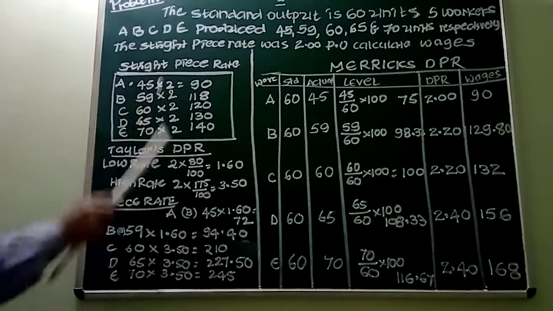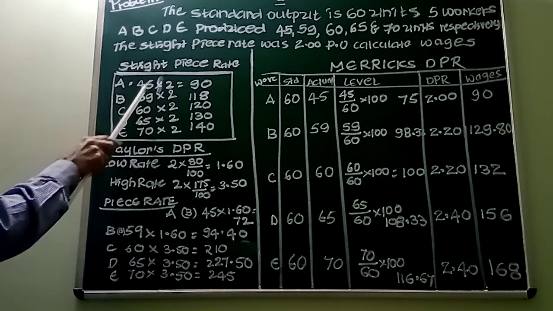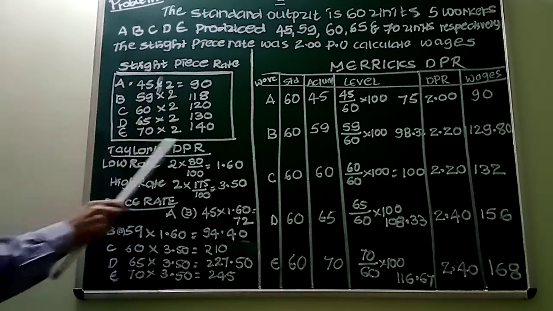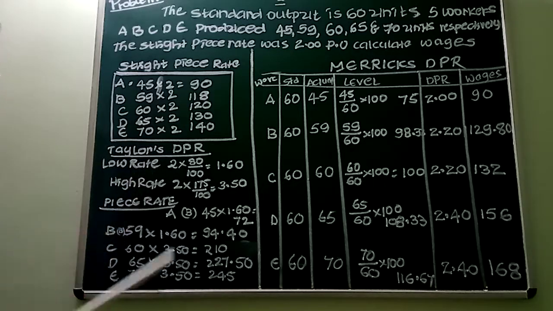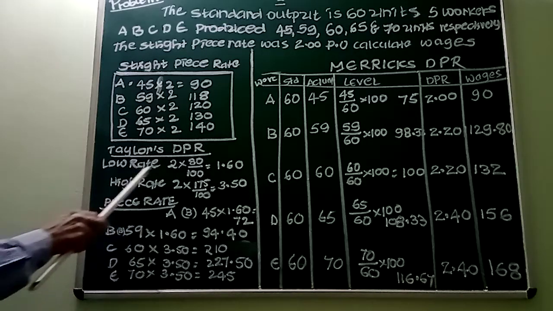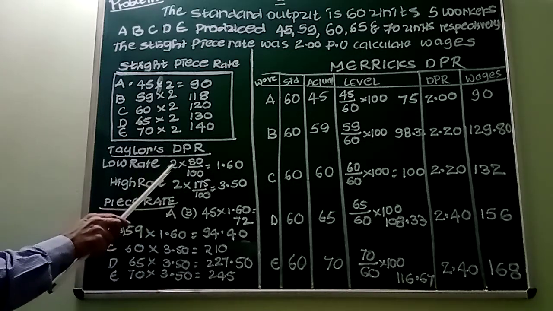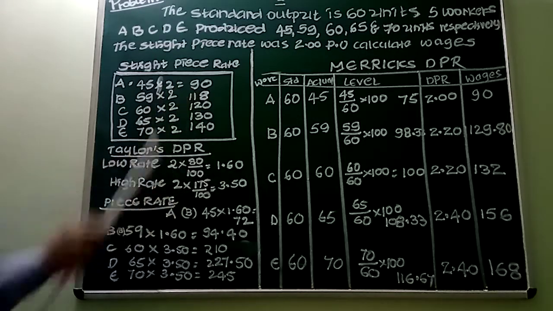Again, I would like to sum up. Under straight piece rate system, you calculate units into piece rate. Under Taylor's DPR, there are two levels: one is above the standard, the other below the standard. If he is below the standard, he will be paid only 80% of the ordinary piece rate. So 2 rupees standard rate, 80% of that is 1 rupee 60 paisa.